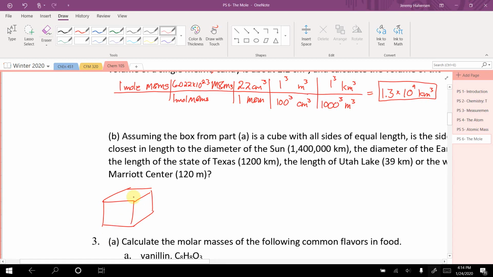Well, the volume is just side times side times side. If they're all the same, volume is side cubed, which means the length of the side is volume to the 1/3, or the cubed root of volume. So I'm just going to say the length of the side is going to be 1.3 times 10 to the 9th to the 1/3, which is the same as saying the cubed root.